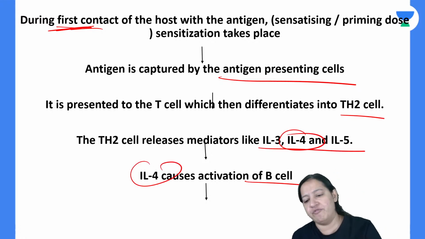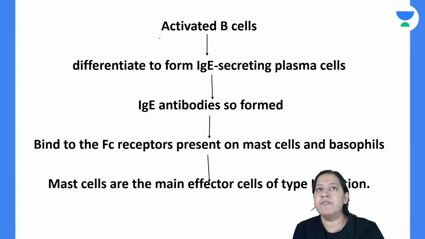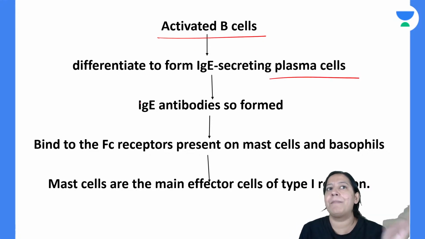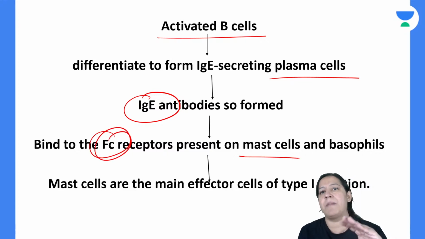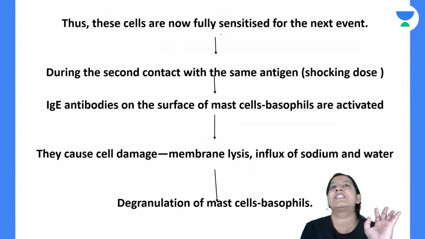IL-4 causes activation of B cells, B lymphocytes. B lymphocytes will convert into plasma cells. Plasma cells will form IgE antibodies. IgE binds by its Fc surface to the mast cell. Now these are known as sensitized mast cells.